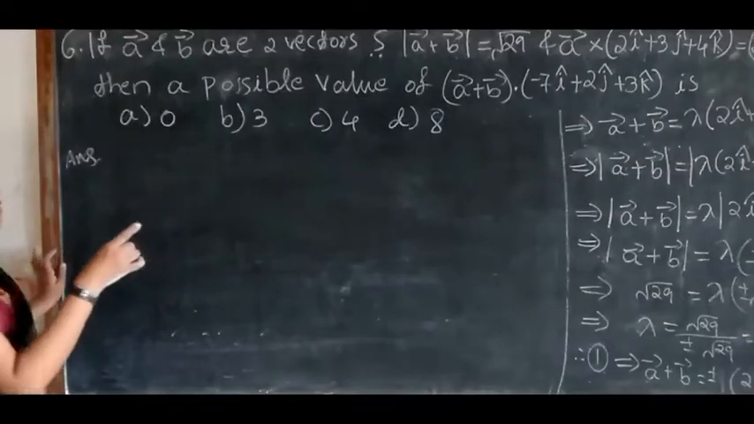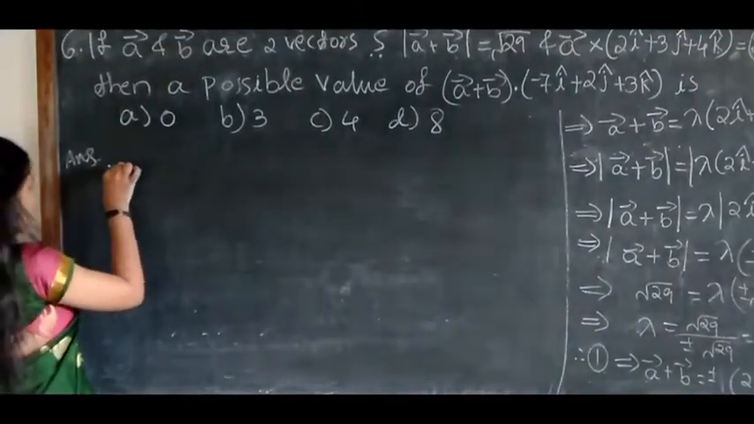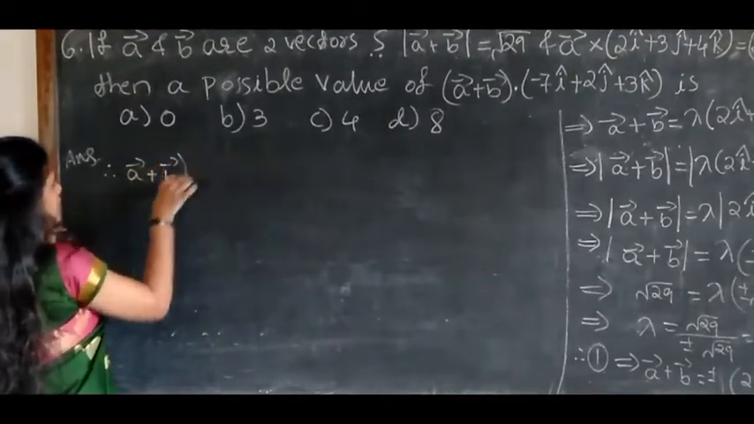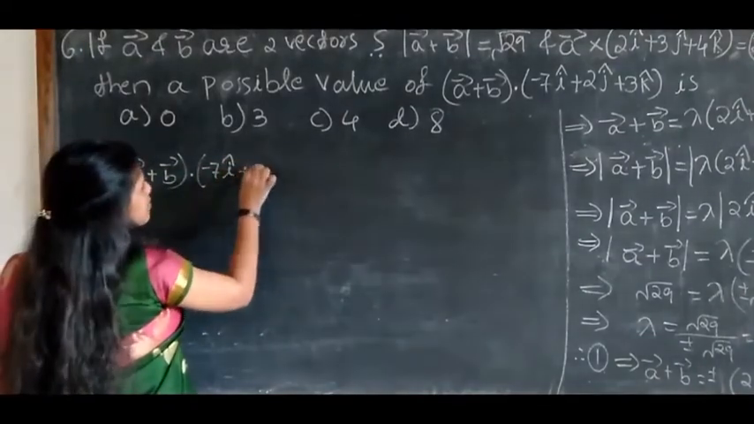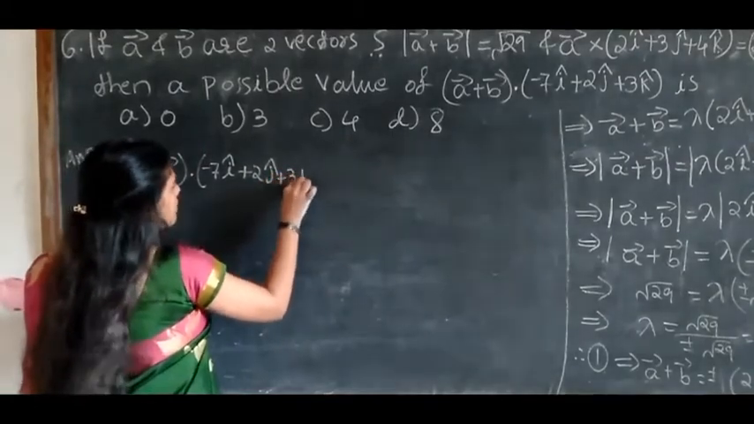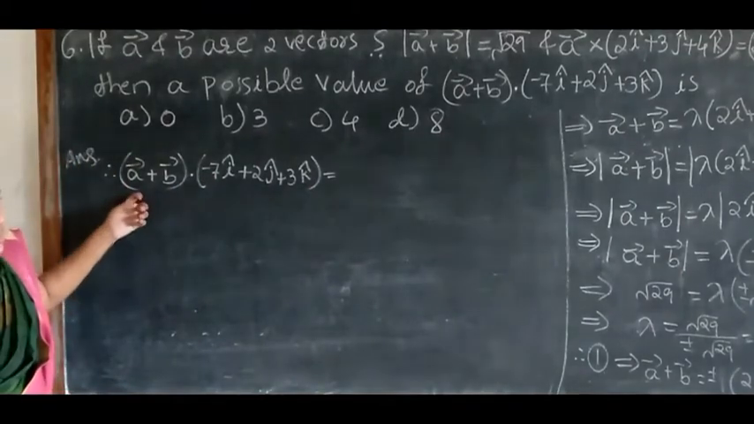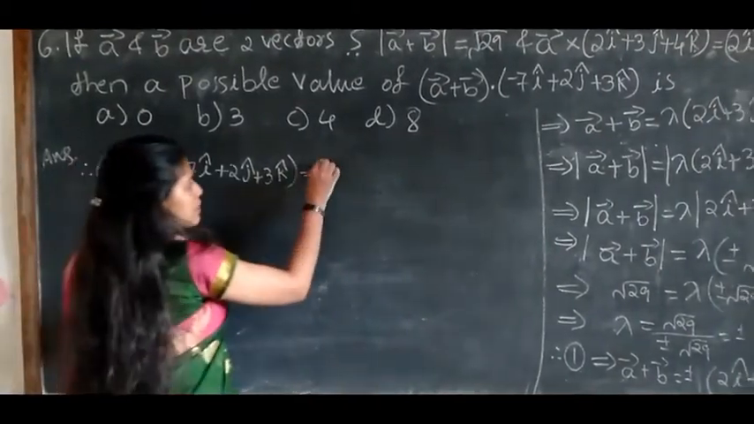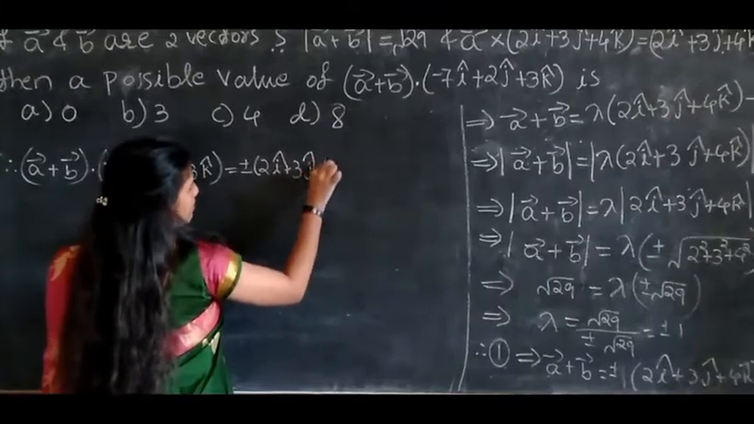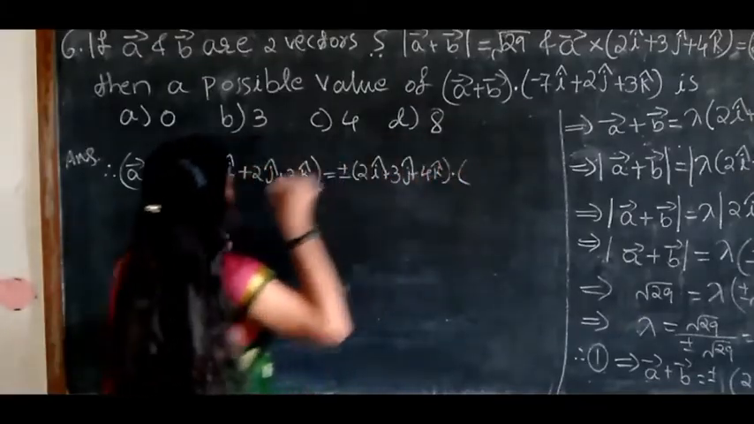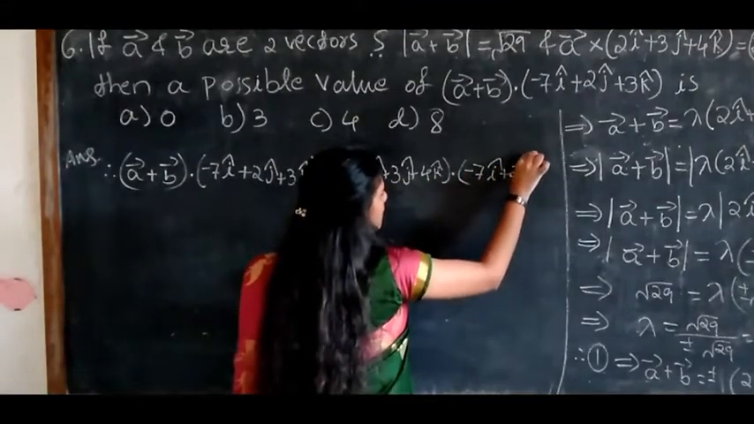Now we have to find vector A plus vector B dot minus 7i cap plus 2j cap plus 3k cap. Therefore, vector A plus vector B dot minus 7i cap plus 2j cap plus 3k cap is equal to, we found vector A plus vector B is equal to plus or minus (2i cap plus 3j cap plus 4k cap), dot minus 7i cap plus 2j cap plus 3k cap.